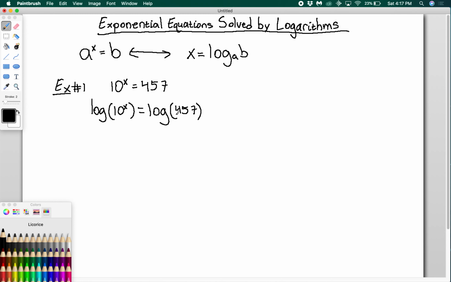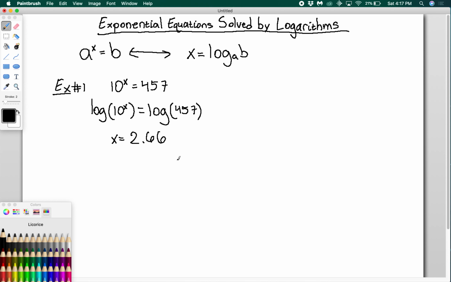But wait a minute. How do I do this? Because if I look over here, x equals log base a of b. Okay, so log base 10 of 457, but I don't know what that is. Luckily, your graphing calculator or scientific calculator should have a button that says log. So if you type in log 457, you'll find that x is equal to 2.66, approximately. Should be what you get, okay?